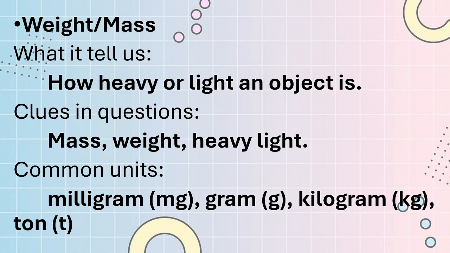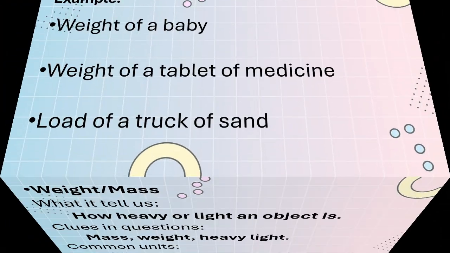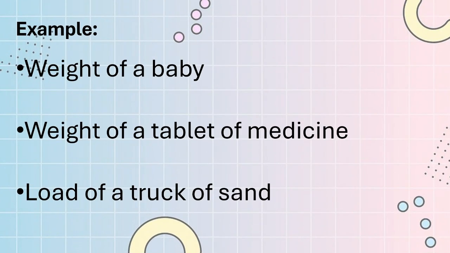Next, paano naman kapag ang ginagamit or hinahanap natin ay weight or mass? How heavy or light an object is, gaano kabigat or gaano kagaan ang isang bagay. Clue words: mass, weight, heavy, light. Okay? Ano ang ginagamit natin units pag naghanap tayo ng weight or mass? Milligram, gram, kilogram, or ton. Okay. Ano na example? Weight of a baby, weight of a tablet or of medicine, or load of a truck of sand. So, gaano kabigat?